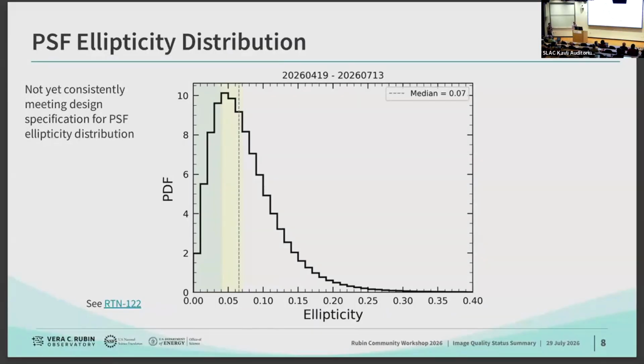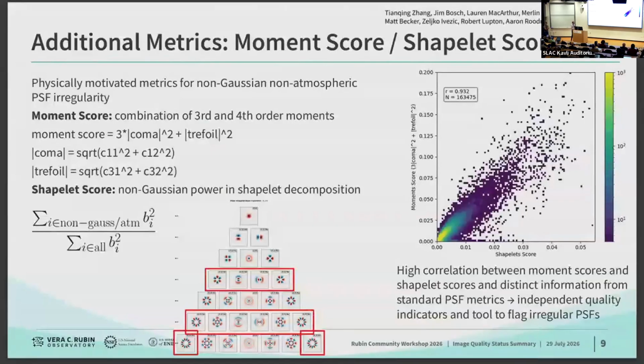We could see that there were issues both by visual inspection of the PSFs and also by this tail of the distribution. That's partly what motivated Jelko, TQ, and others, Jim Bosch, Lauren MacArthur, to start developing these other ways of characterizing data. What we have found through careful studies of these moment scores and shapelet scores is that they really are giving us distinct information that goes beyond the second moments.